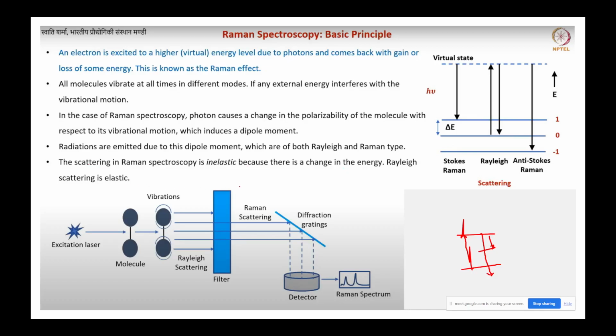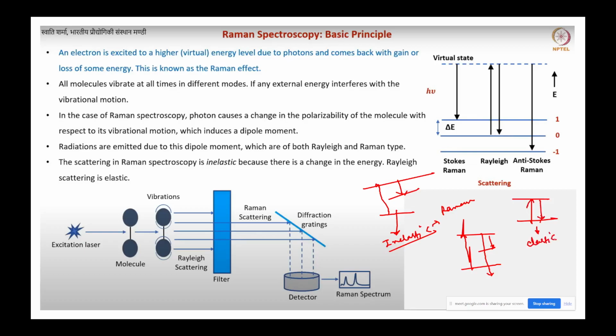Rayleigh scattering is elastic. Okay, so suppose your electron is going to the higher energy level, gaining some energy. So inelastic means that when it comes to the lower state, its energy won't be the same. So in Raman, it is inelastic scattering. But when it goes and comes back to the same level, then it is elastic.